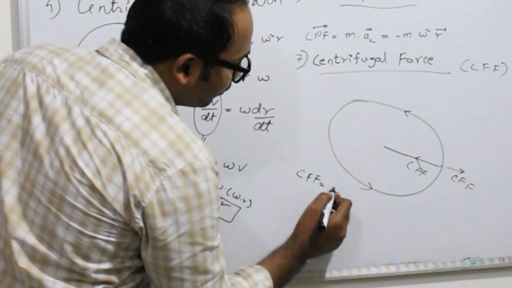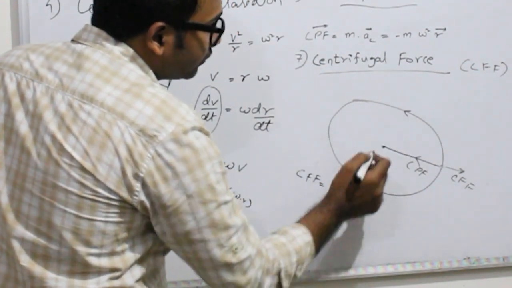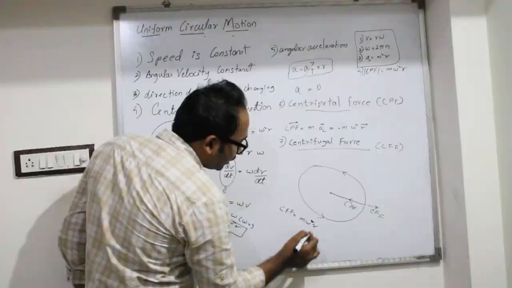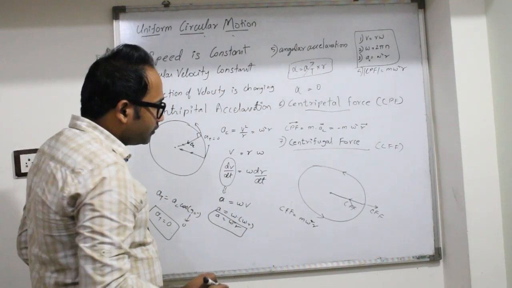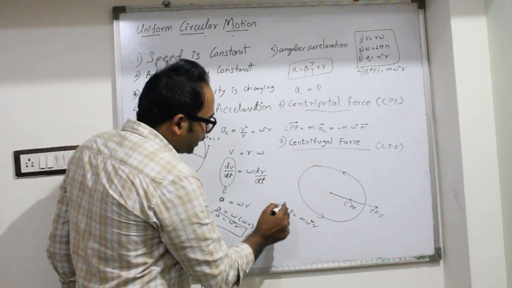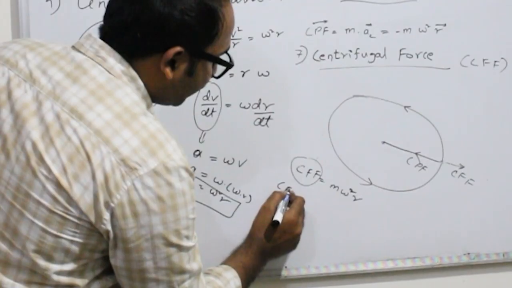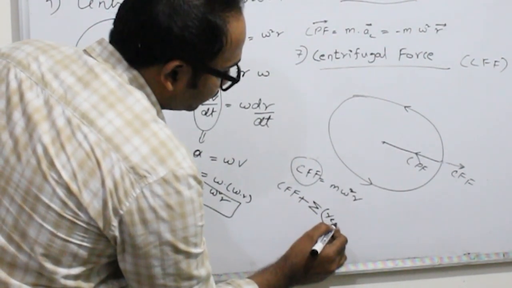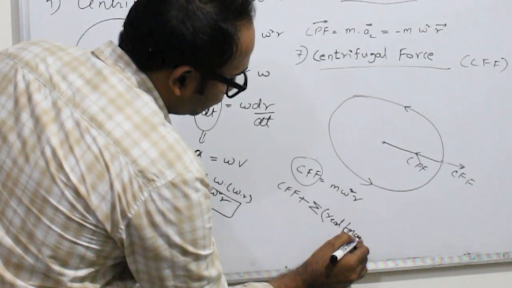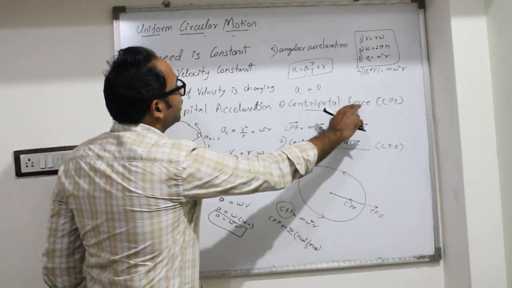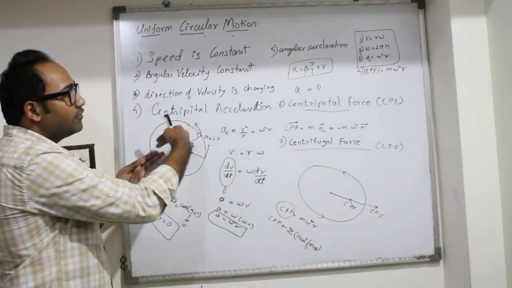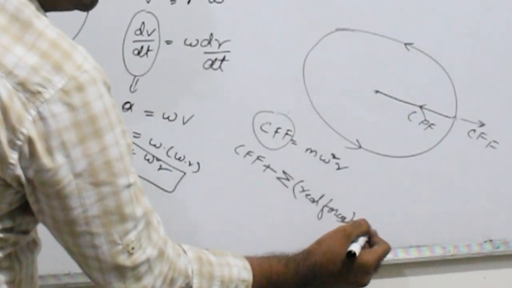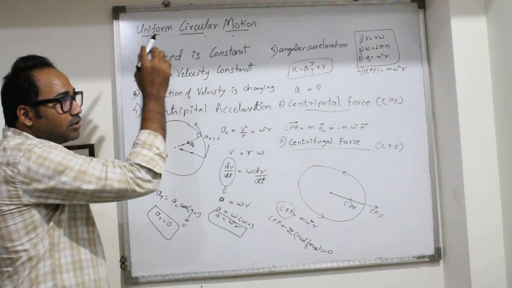CFF would be nothing but, since it is going away from the center, it would be m omega square r. ठीक है? So we can say that centrifugal force CFF plus summation of all real forces. ठीक है, as I said, centripetal force is nothing but the summation of all the real forces. ठीक है, तो CFF plus summation of all real forces would be equal to 0 in uniform circular motion.